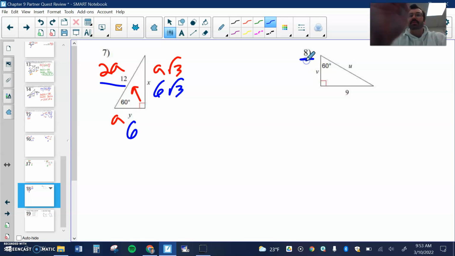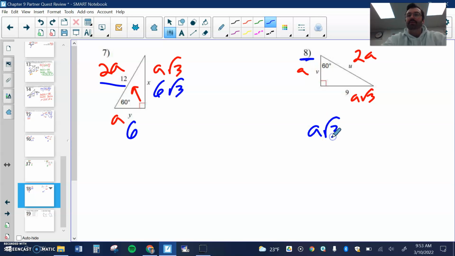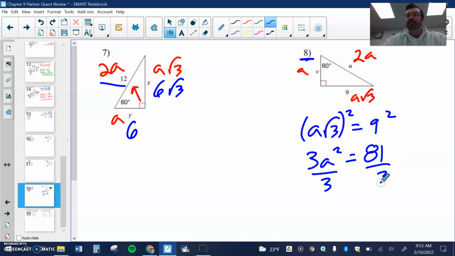This is one of the special cases, all right? Since this side is a root 3, and there's not a root 3 there, I have to do some math. Now, some of us may remember the shortcut, but I will talk about it at the end. So let's set a root 3 equal to 9. How do I get rid of a square root? I square both sides. The squared and the square root cancel each other out, so it's just 3. But I also have to apply the squared to the a. 3a squared. I know that 9 squared is 81. Divide both sides by 3. A squared is 27.